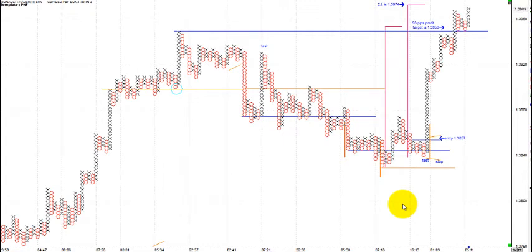Okay, in this video, we're going to do a full breakdown on this trade here on the pound dollar. Today is Thursday, it's February 18th, 2021. I'm going to show you from start to finish how we got into this trade.